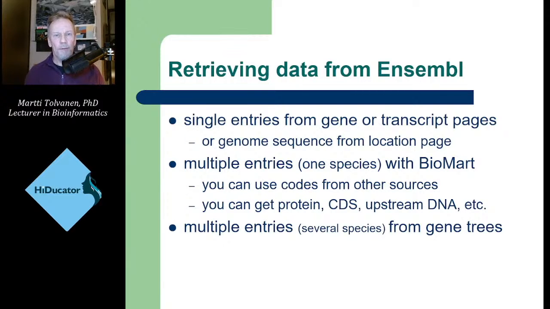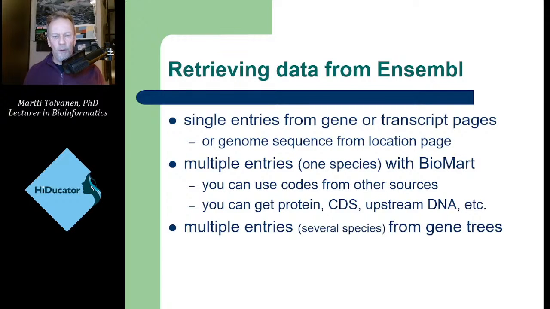Let's have a look at how to retrieve data from Ensembl. And we will have 3 ways for doing that. First, we'll look at pages of single entries, the gene page, the transcript page, or the location page for retrieving sequences. And then we have two ways of getting multiple sequences fairly easily from Ensembl.